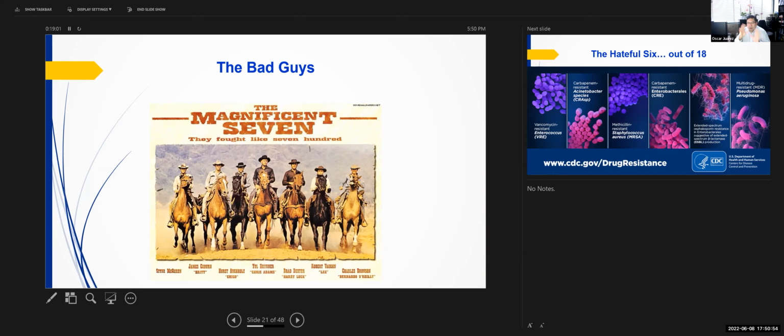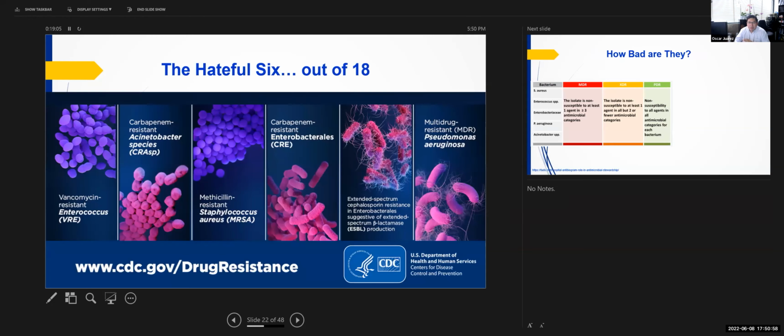But, thinking about the Magnificent Seven, I'm going to be talking to you about the Hateful Six. These are six of the worst guys, but they are not the only ones. We have 18 microbes on the list of priorities for obtaining new therapies, but I'm going to be talking to you only about the worst six.